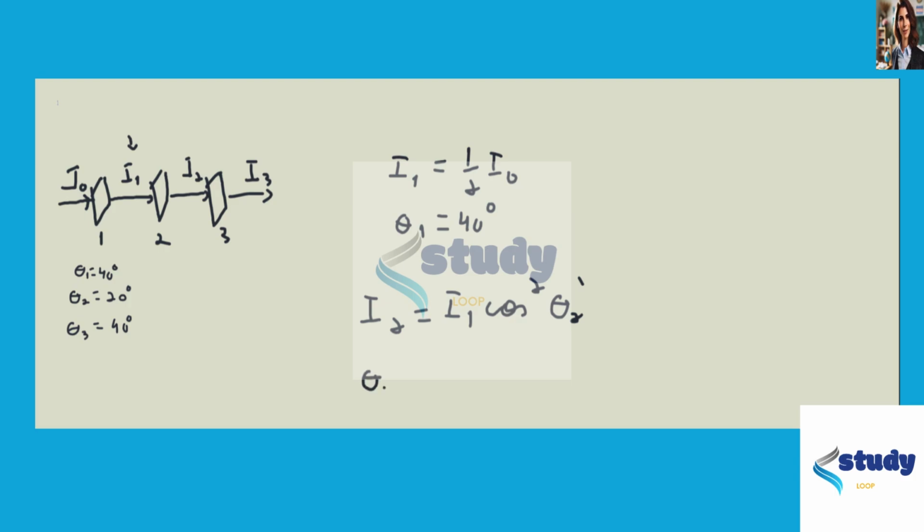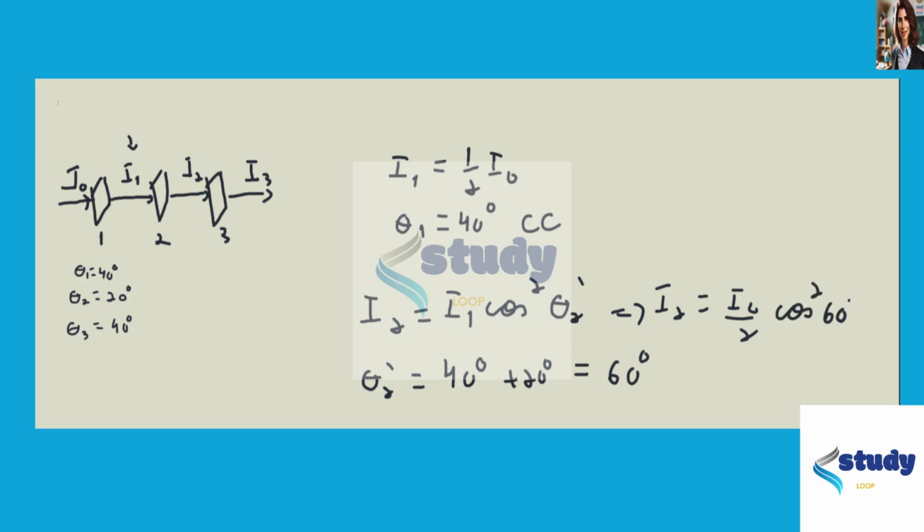So θ2 prime is 40 degrees plus 20 degrees, because this is counterclockwise and this is clockwise, 20 clockwise. So this gives us 60 degrees. So this gives us I2 is equal to I0 over 2 cosine square of 60 degrees.